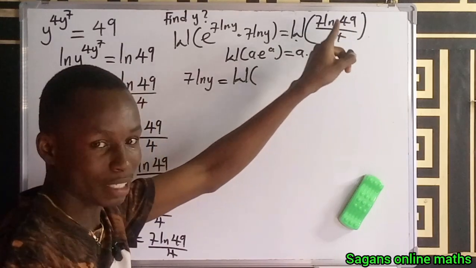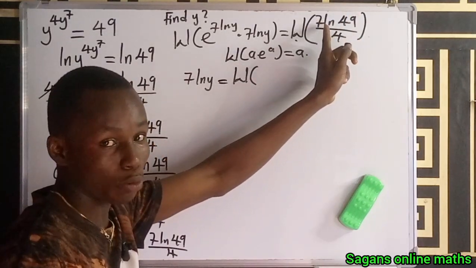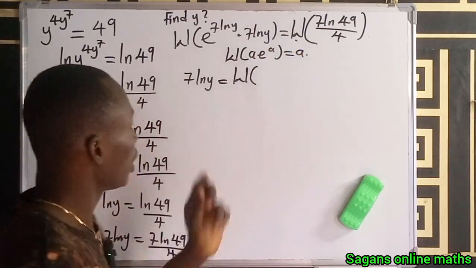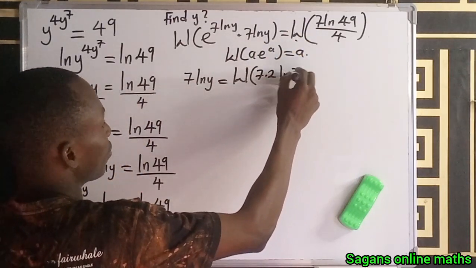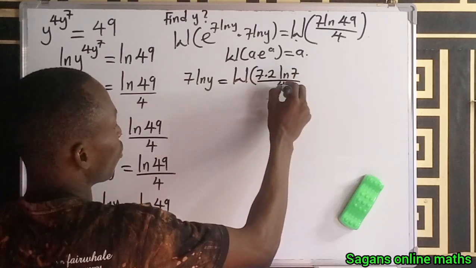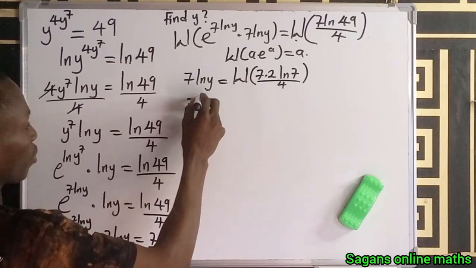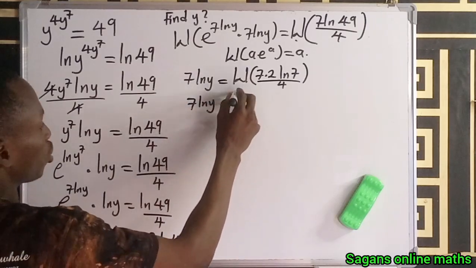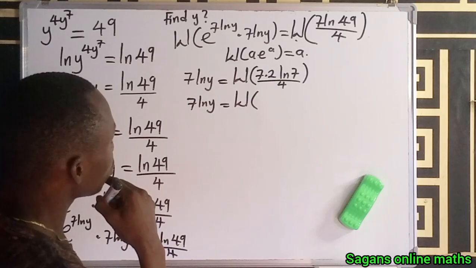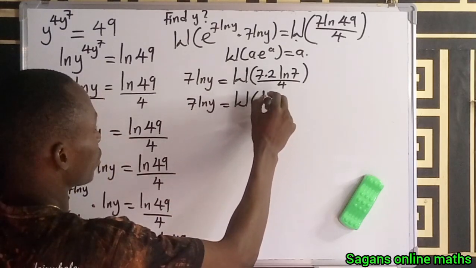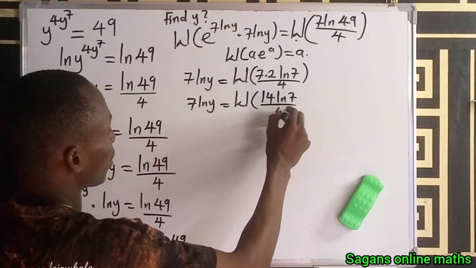So if we obey one of the properties of indices, the power can also go back here to multiply the ln, so that this is 7 multiplied by 2 ln 7, divided by 4. Okay, this is beautiful. So that this is 7 ln y equals the w function of, now 7 times 2 is 14. I have here 14 ln 7 divided by 4.